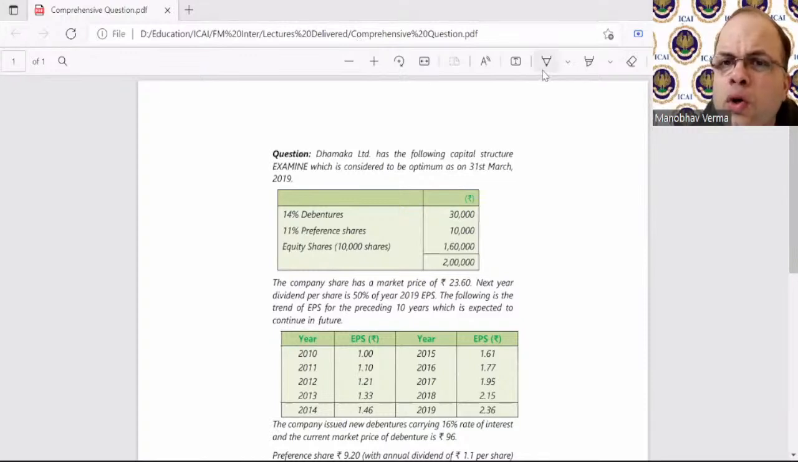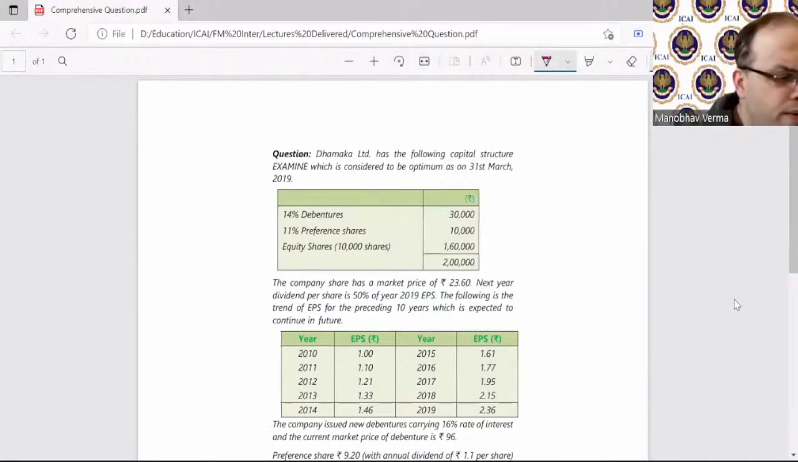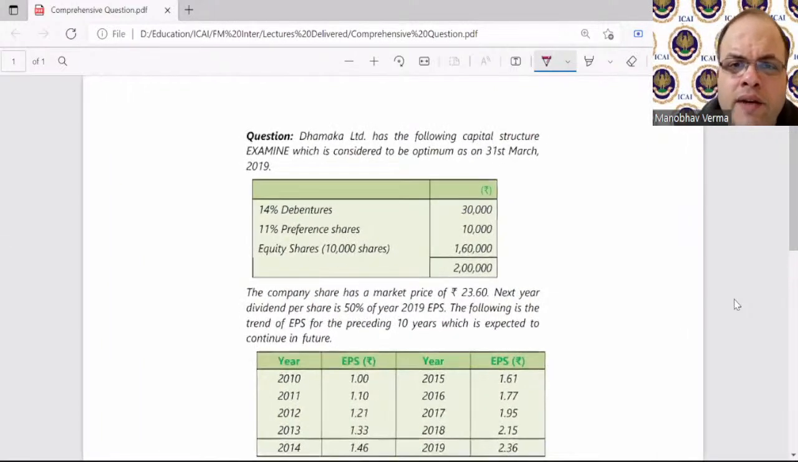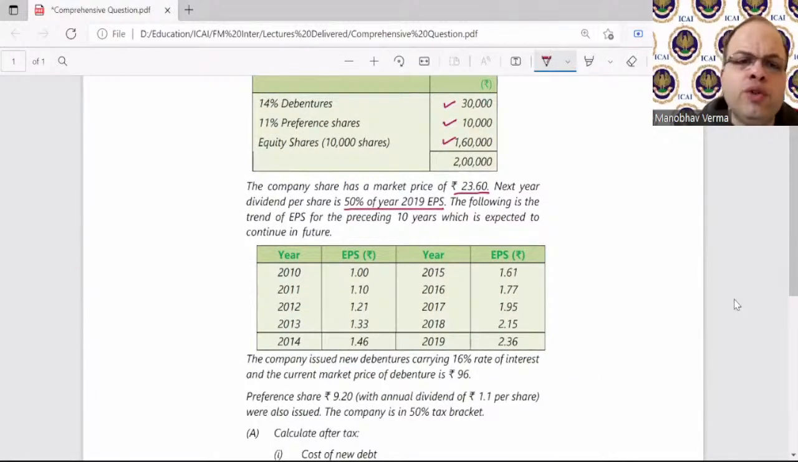So let's also try to mark some of the important information given to us in this case. Yeah. So in this case, they've given us a capital structure, which is 30, 10,000, 160. So total is 2 lakhs. Company has a share market price of 23.6. Next year dividend per share is 50% of 2019 EPS. Okay. Following is trend of EPS for the preceding 10 years, which is expected to continue in future.